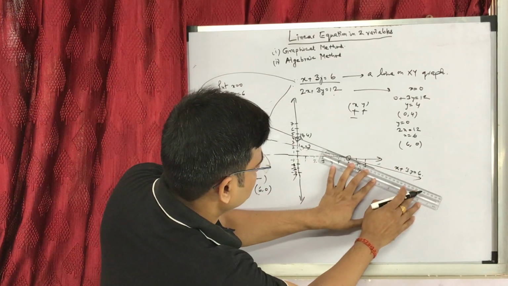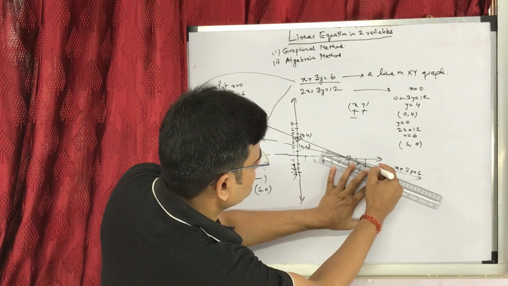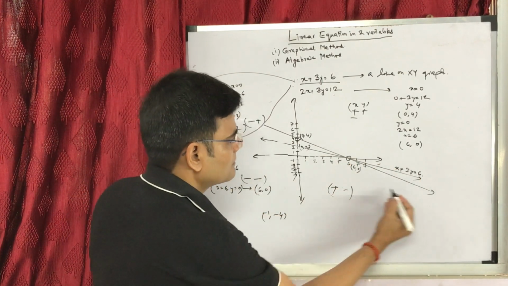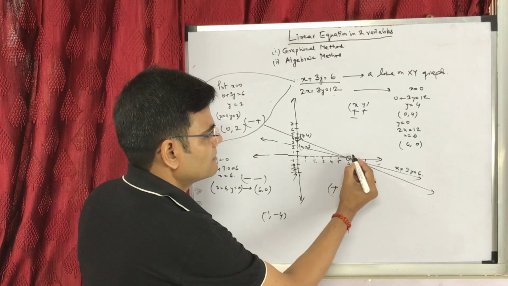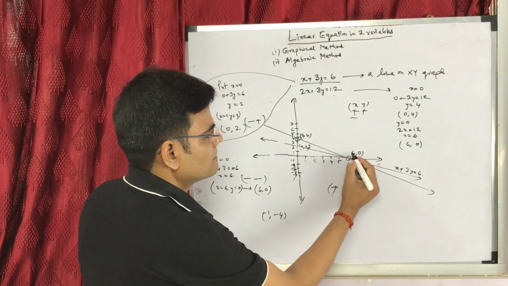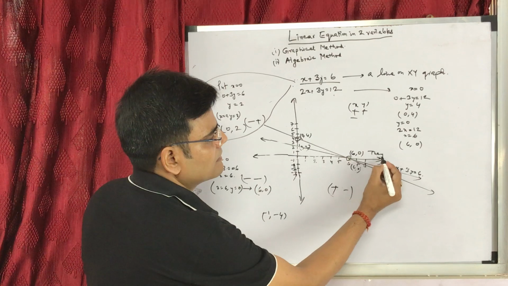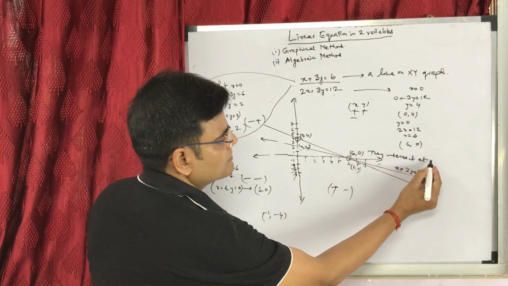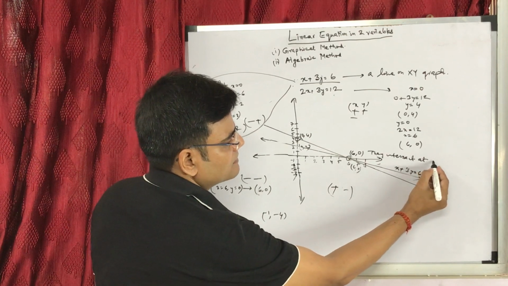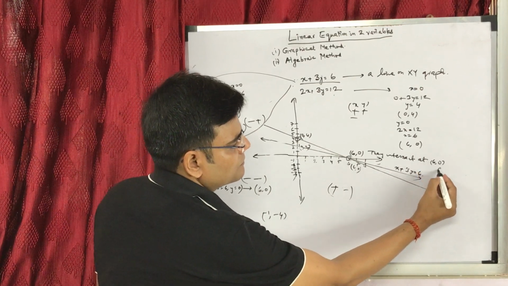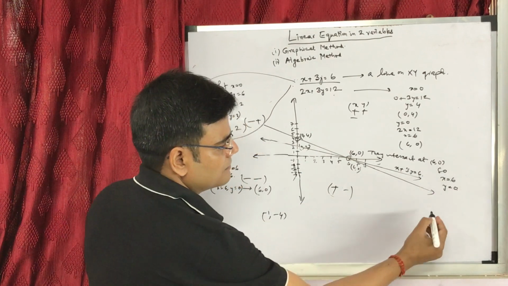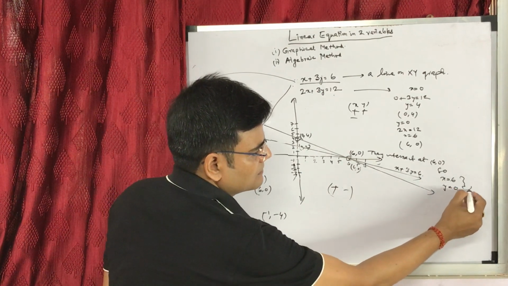So this is also a line. The second equation is also a line, and they intersect at 6 comma 0. The coordinates of that point, they intersect at 6 comma 0. So x is 6 and y is 0. So that is the answer.